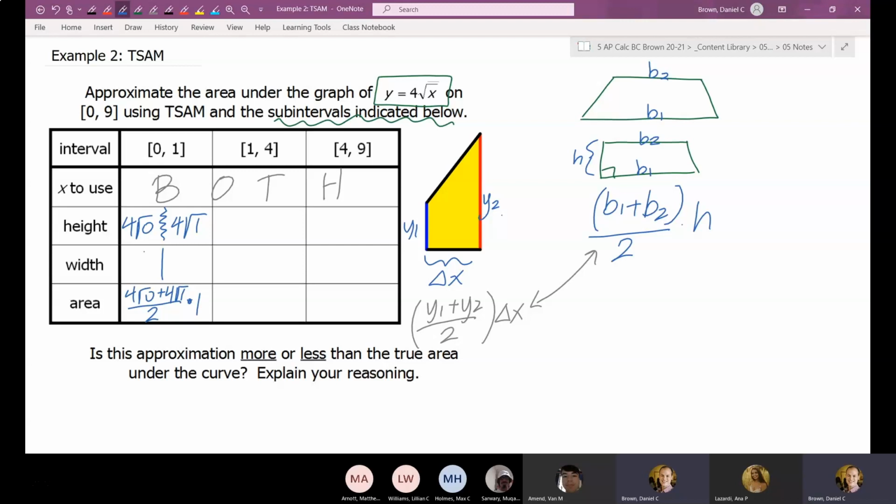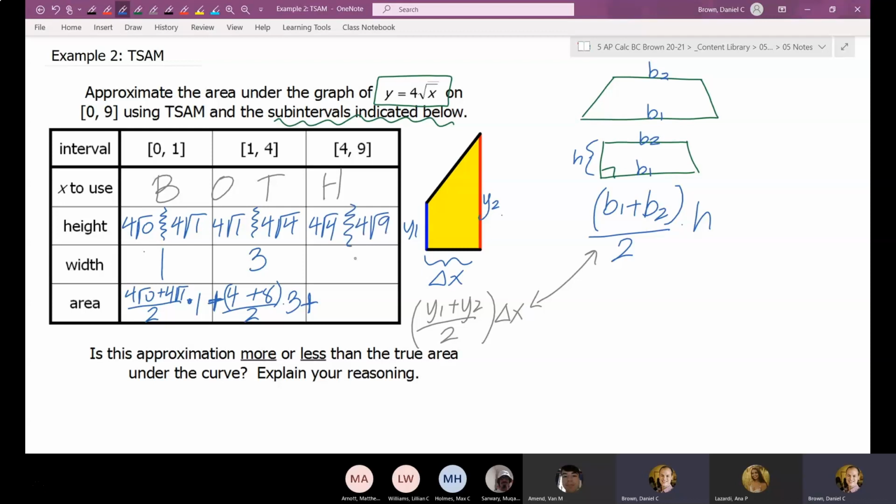So the second trapezoid, what is your y1 and y2? That first x value will give you your first height. The second x value would give you your second height. This trapezoid is going from 1 to 4. Its width is 3. So to find its area, again, this is a sum, so I'm going to add it to the next one. I'm going to simplify these just for the space: 4 times root 4 is 8, divided by 2 times 3. And then I add this to my final trapezoid, where 4 root 4 is one of your y's, and 4 root 9 is my other y.